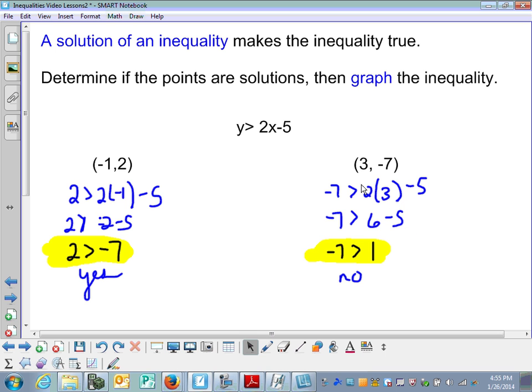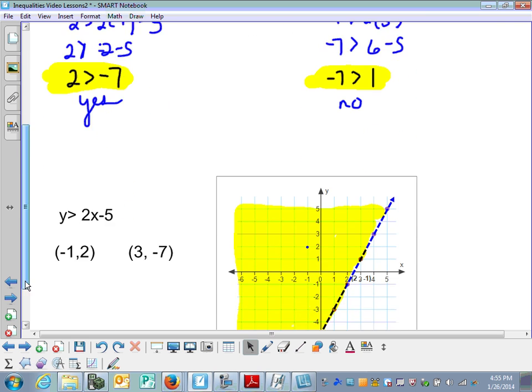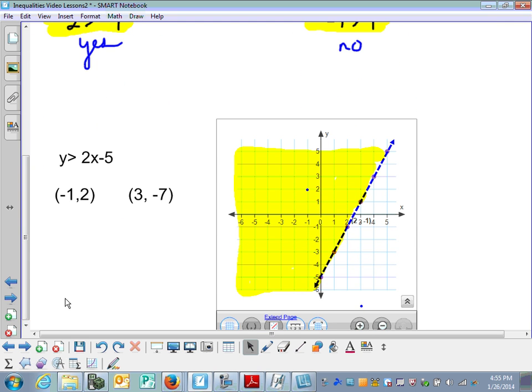When I substituted 3, -7 in, I got the statement -7 is greater than 1. That's false, so it's not a solution. So when I went to graph, I graphed y equals 2x minus 5 with a dotted line. I substituted the point 0, 0 in and got a true statement, so I shaded above the line. And as I can see, -1, 2 is a solution, and 3, -7 is not a solution.